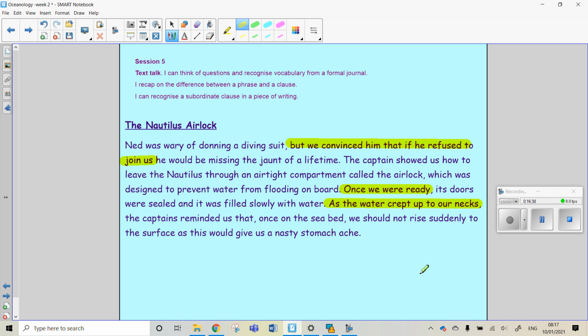Now, subordinate clauses are great. They help to extend our sentences. They help to make our writing flow between sentences, so they help with cohesion of sentences. And today we're going to be looking at recognizing them, and then tomorrow having a go at writing some subordinate clauses ourselves.